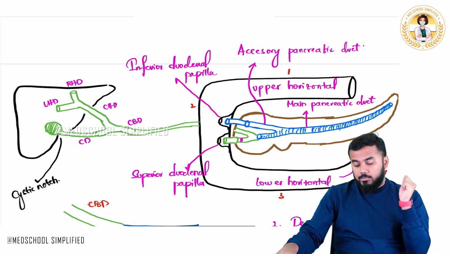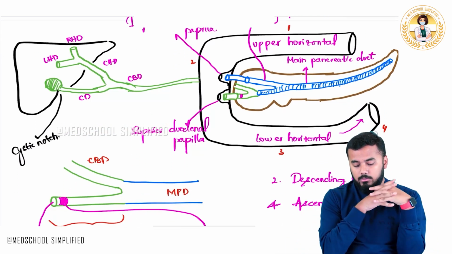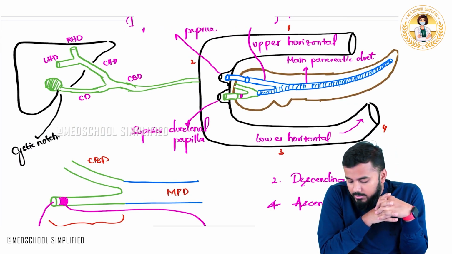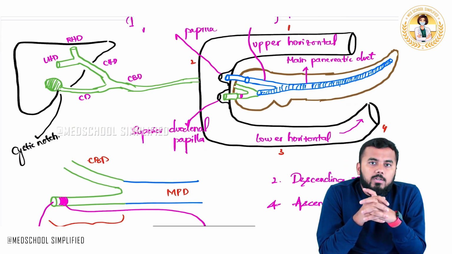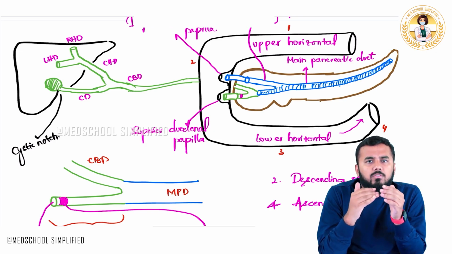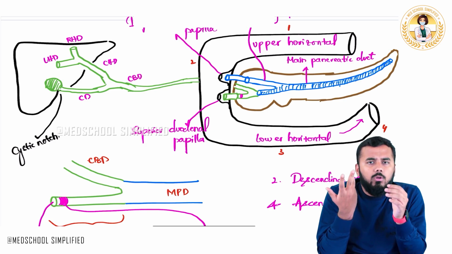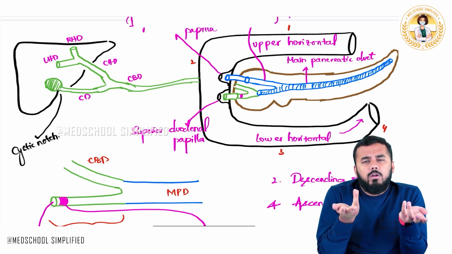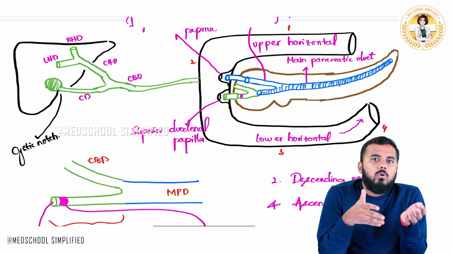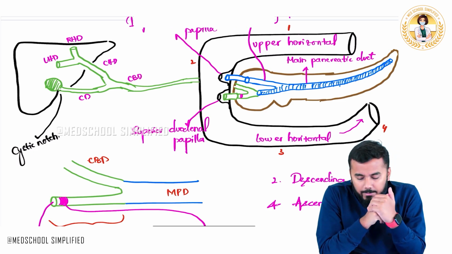Okay, now don't confuse why it should be superior, right? Because which is on the top should be superior, and which is on the bottom is inferior. Now it is not based upon that, guys. It is all based upon where the main pancreatic duct is opening. If it would have opened above, then I would have called it the superior duodenal papilla, but unfortunately it opened below, so I have to call this the superior duodenal papilla.